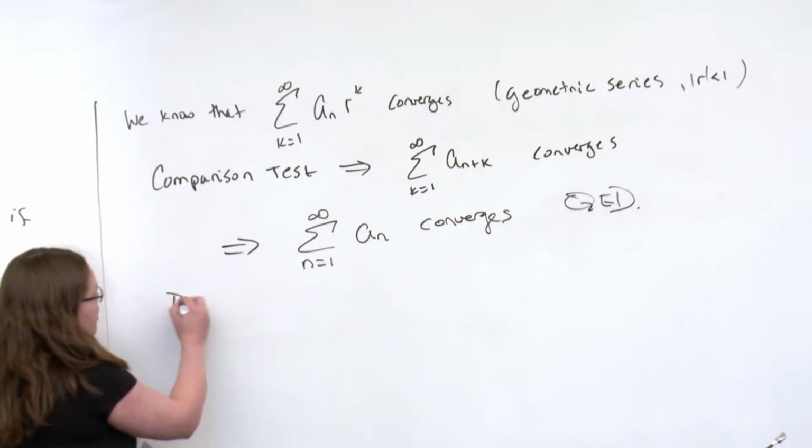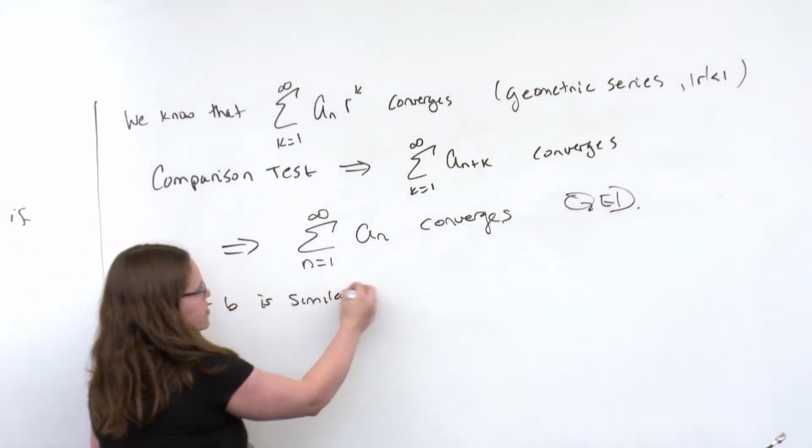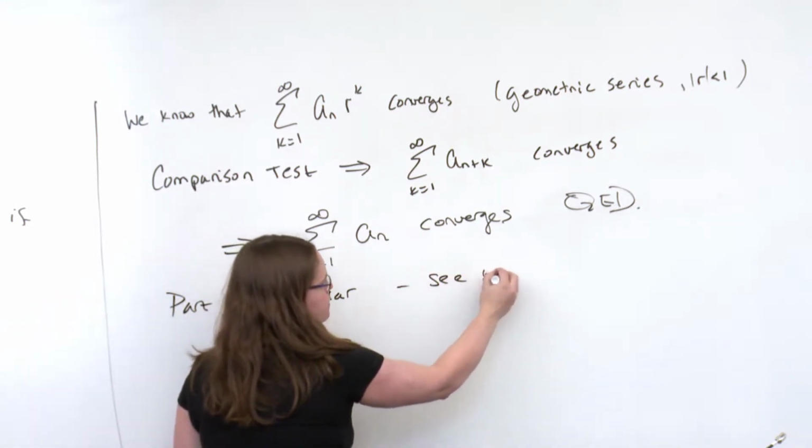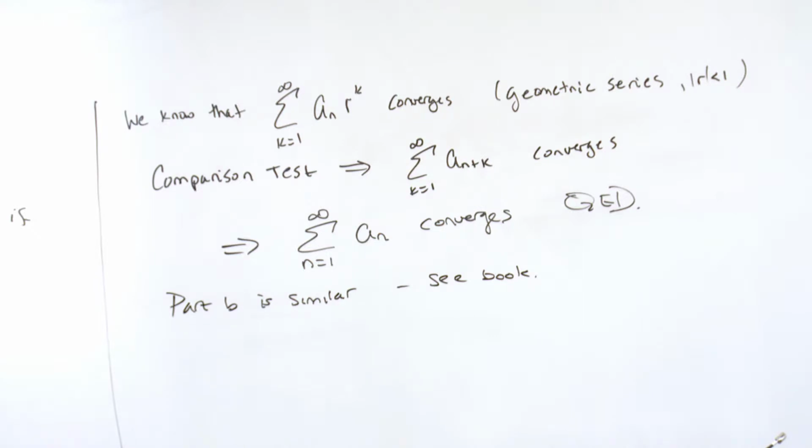Okay? The proof of part B is similar, and it should be in the book. There, you'll write down what it means for something to be a limit inferior, and you use a comparison test for divergence this time.